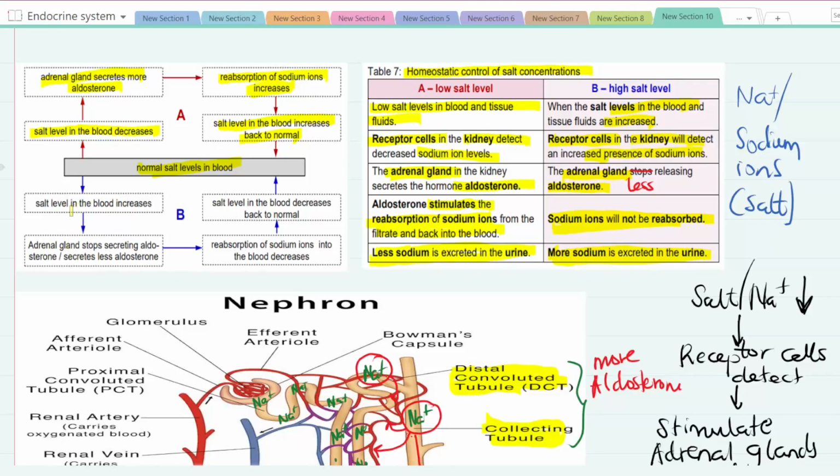So looking at our flow diagram here, the salt level in the blood increases, and the adrenal glands secrete less aldosterone, and when less aldosterone is secreted, therefore the reabsorption of sodium ions will decrease, meaning they will move down the urethra and out of the body, and therefore the salt levels will decrease back to normal if it had increased initially.